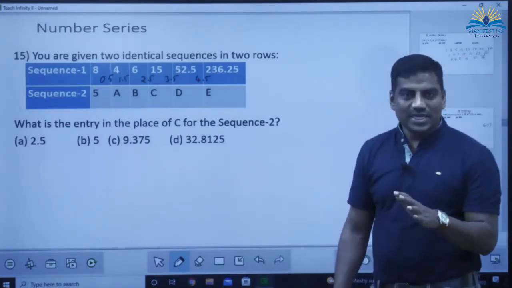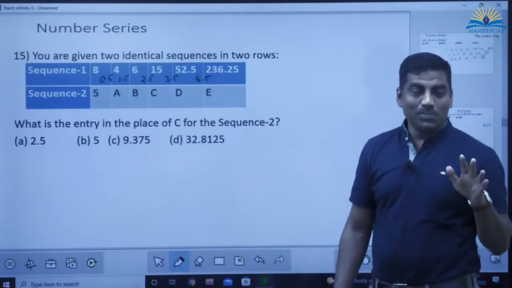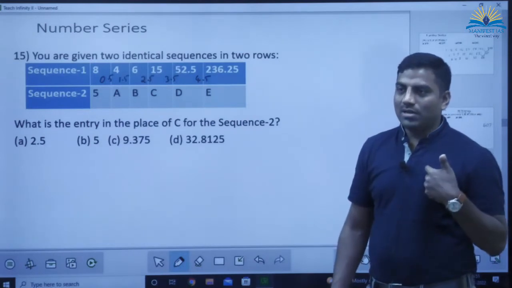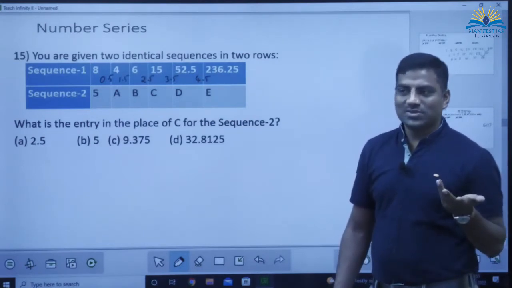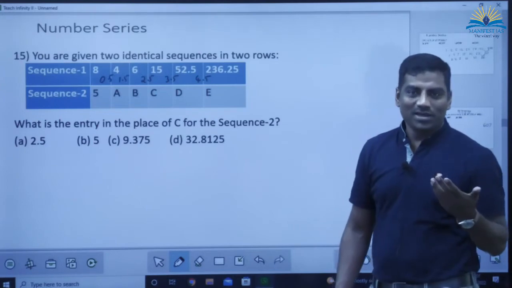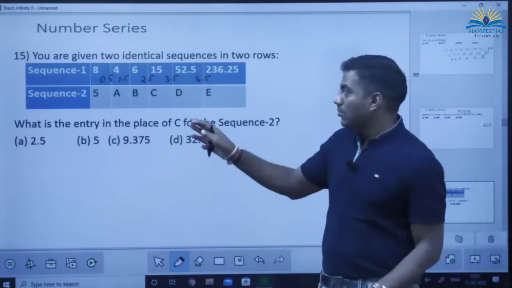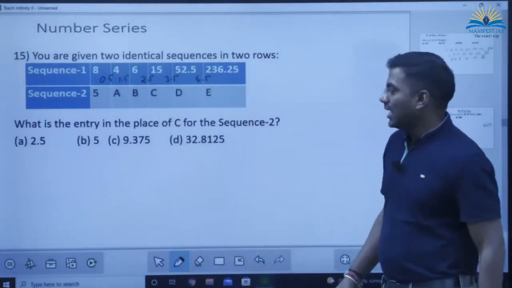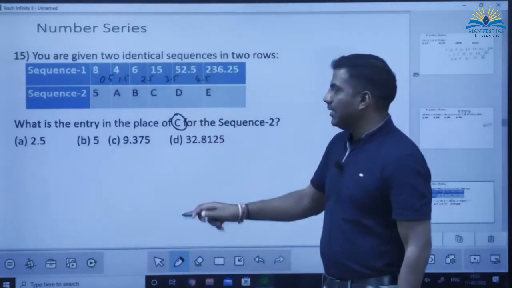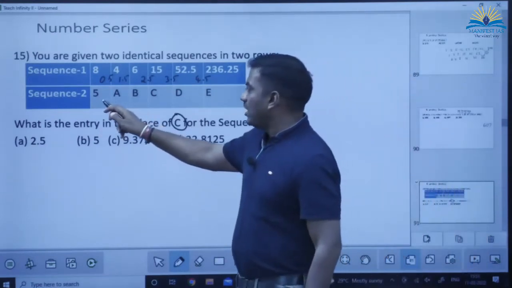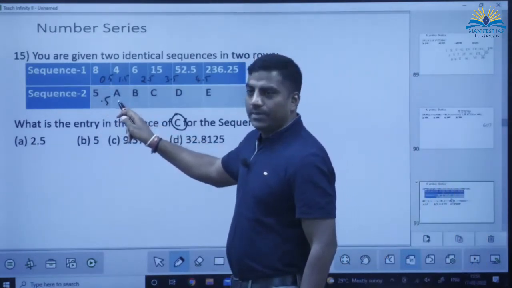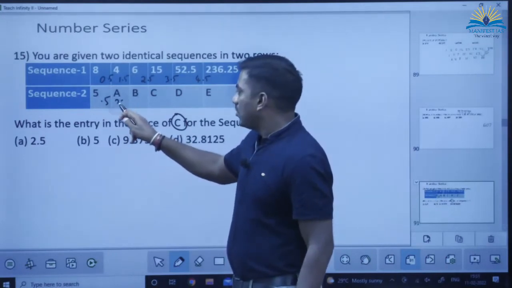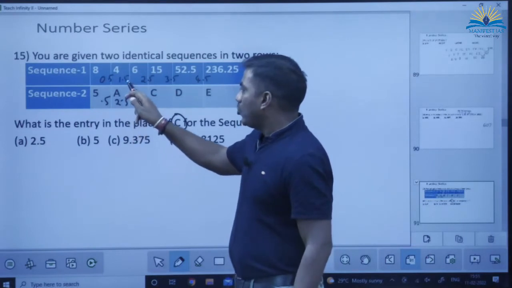Yes, I know this is one of the toughest problems. People dare to take such problems. But for me, I have to teach. There is no skip for me. I have to teach everything. So, the same is applied to sequence 2 also. And they are asking us what? To find out the value of C. 5 into 0.5. What will it be? 2.5. 2.5 into 1.5.